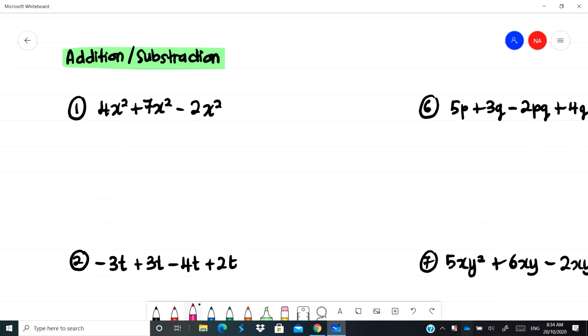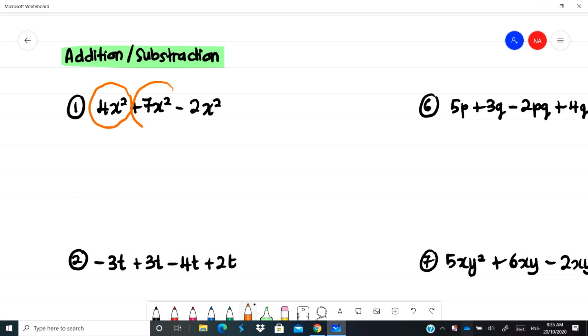So first of all, to do the addition or subtraction, we must check the terms. So this is a term, another term, and another term, right? The terms are separated by addition or subtraction. Bilangan ungkapan itu dipisahkan oleh tambah ataupun tolak. So in this case ada 3 terms, 1, 2, 3, dipisahkan oleh tambah dan tolak.